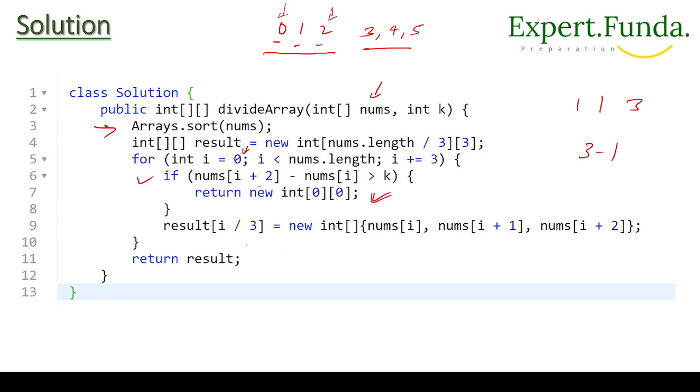Otherwise we will assign at i by 3 the num of i, num of i plus 1 and num of i plus 2, meaning else will come as it is satisfying less than or equal to k. And then we will return the result. So like this you have to think in your program.